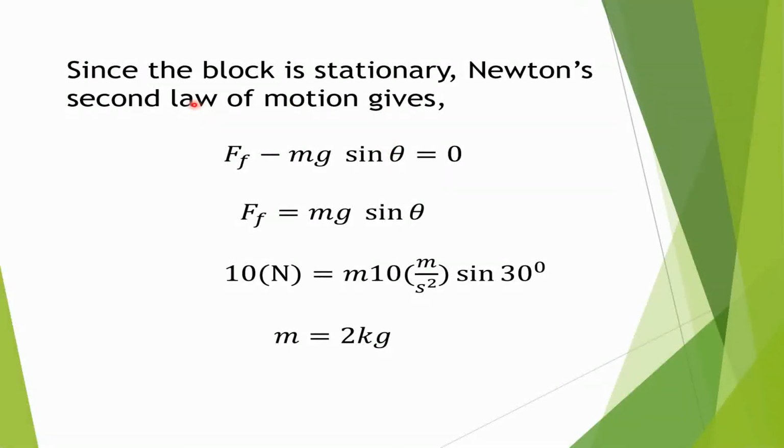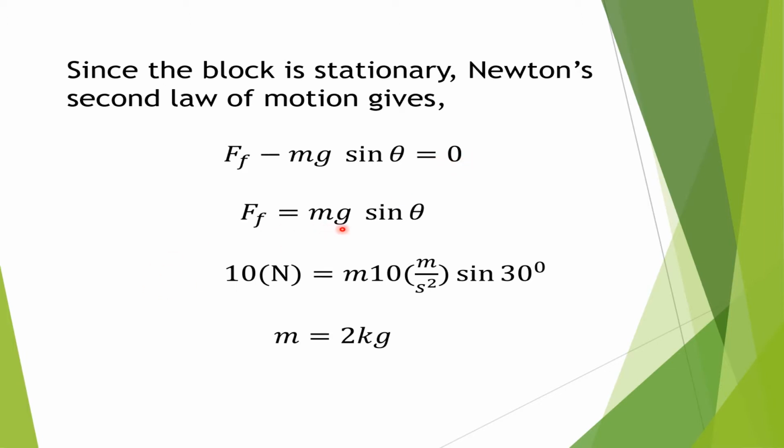If we write down Newton's second law of motion, here we have taken the direction along the incline upwards as positive and down as negative. On the left hand side we have the sum of the forces: this force due to friction, and this force due to gravity. Now the block is stationary, which means the acceleration is 0, so this is equal to 0. So we get the force due to friction as mg sin theta.